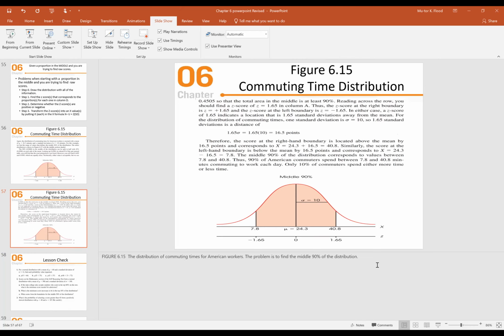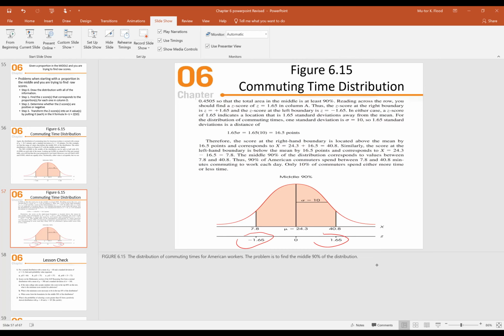All right. And so reading across the row, you should find that the z-score is 1.65 in column A. So the z-score at the right boundary is z equals positive 1.65, and the z-score at the left boundary is going to be negative 1.65, right? These are right here. So in either case, a z-score of 1.65 indicates a location that is 1.65 standard deviations away from the mean. For the distribution of commuting times, one standard deviation is 10.